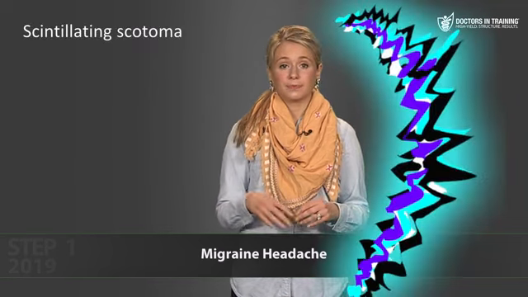The aura might include visual changes, such as streaks of light in the periphery of your visual fields. That's called a scintillating scotoma. Or sometimes a migraine aura might be an unusual smell just prior to the headache. That can be similar to a seizure aura.